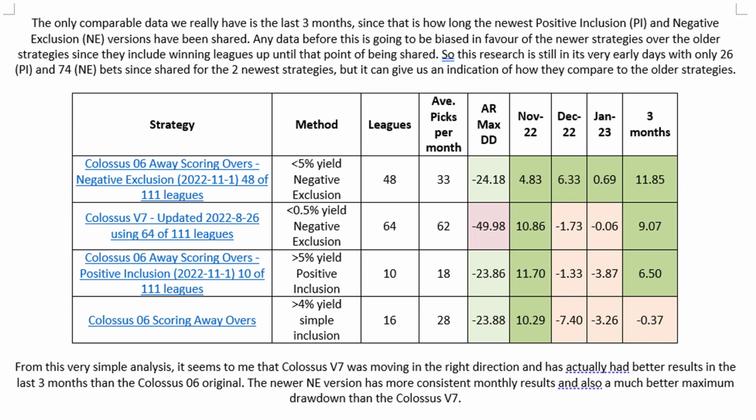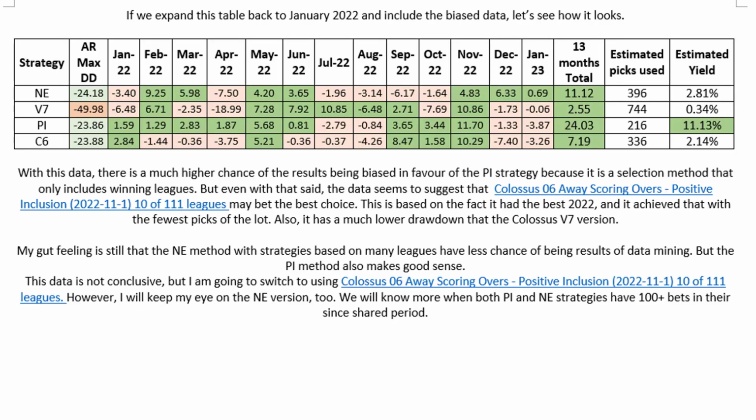But the reason why I'm just looking at these 3 months is that anything before this time would give an advantage to the 2 newest versions I created, especially the positive inclusion one, because it's just including the winning leagues, isn't it? But if we did expand this table back to January 2022, so we look at the past 13 months, then the positive inclusion strategy comes up as best, making 24 points in the last year with an 11% yield, an estimated 11% yield. And that's with only 216 estimated bets. I don't have the exact numbers.